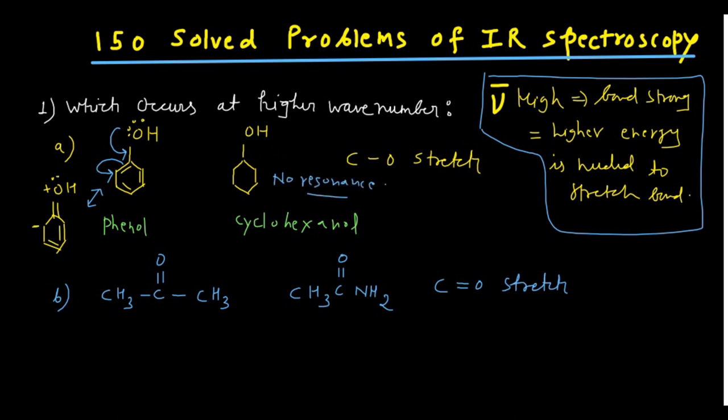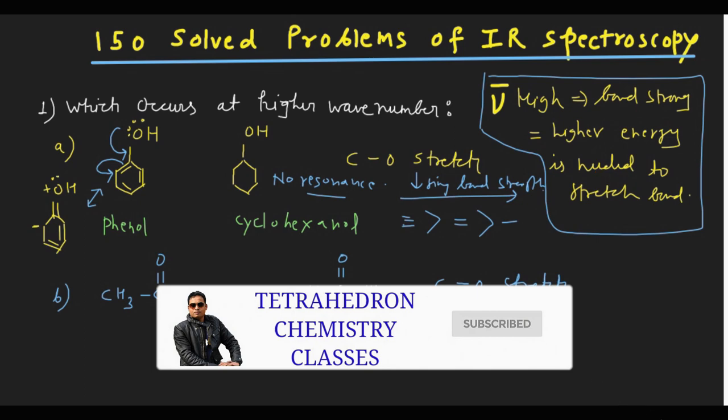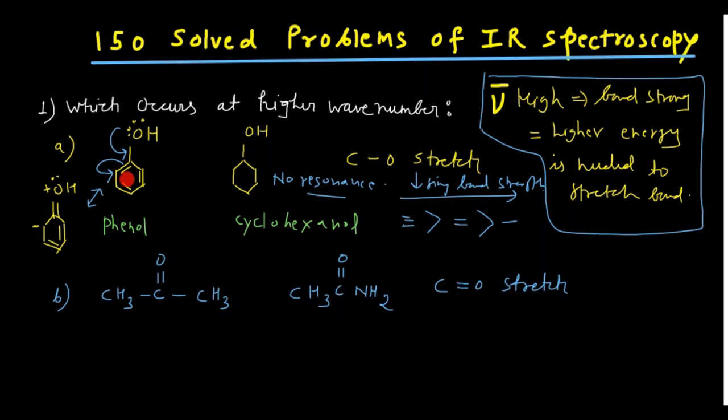And you know, a triple bond is stronger than a double bond, and a double bond is stronger than a single bond. So here I can write decreasing bond strength. It simply indicates that the double bond is stronger. And if the bond is stronger, higher energy is needed to stretch the bond, that means the wave number would be high. So for this phenol, your wave number would be high. So your answer is this one: phenol has the higher wave number for the carbon oxygen stretch. This is how you can understand the problem.